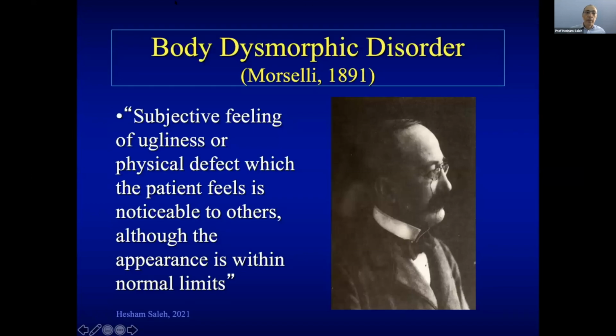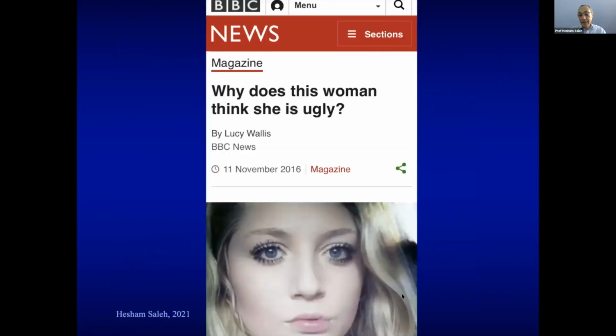So go back to body dysmorphic disorder, very well described by Morselli in 1891, who was a psychiatrist from Padua. It is a subjective feeling of ugliness or physical defect, which the patient feels is noticeable to others, although actually the appearance is within normal. But most of the time they look fine, like this lady here. That was in the BBC. There was a program about her, like a full 1 hour program.